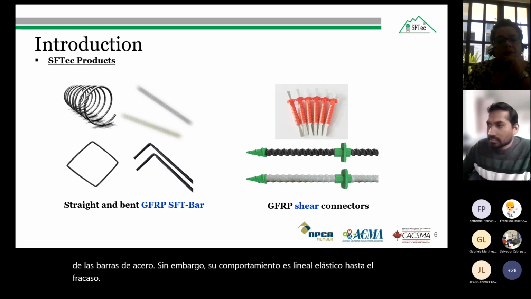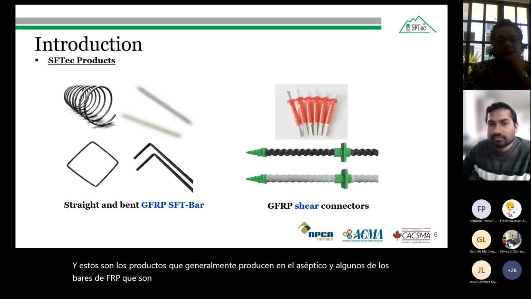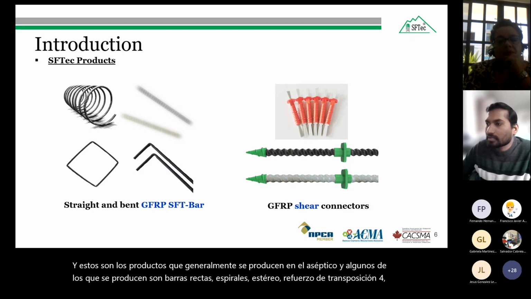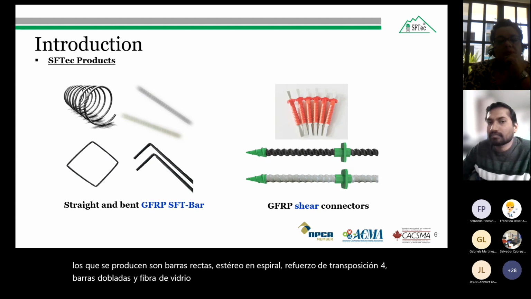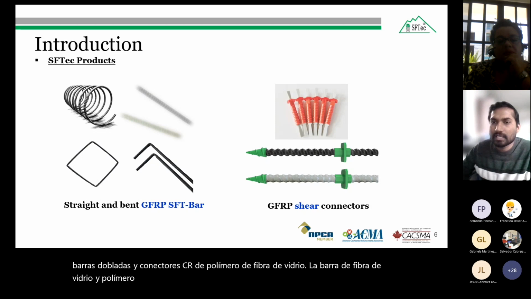These are the products generally produced at SFTec. Some of the FRP bars produced are straight bars, spirals, stirrups for transverse reinforcement, bent bars, and glass fiber reinforced polymer shear connectors. The glass fiber reinforced polymer bar is widely used due to its production cost and because it has better tensile strain compared to other fiber reinforced polymer bars.